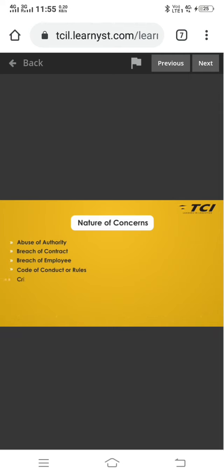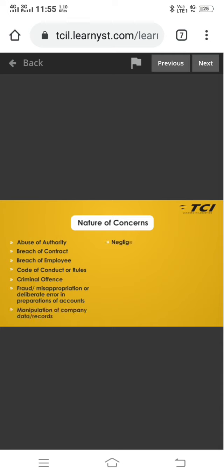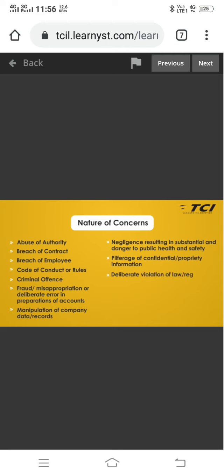criminal offense, fraud or misappropriation or deliberate error in preparation of accounts, manipulation of company data or records, negligence resulting in substantial danger to public health and safety, pilferage of confidential or proprietary information, deliberate violation of law or regulation, bribery, corruption, facilitation and kickbacks, any other unethical, biased, favored, imprudent event.